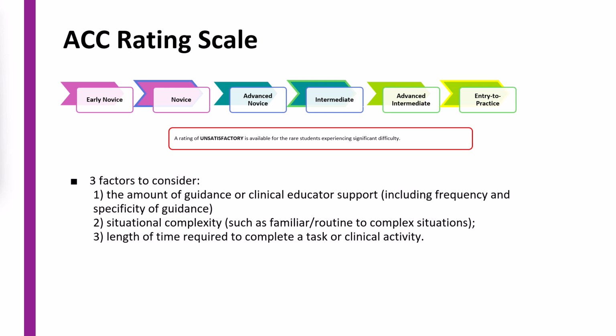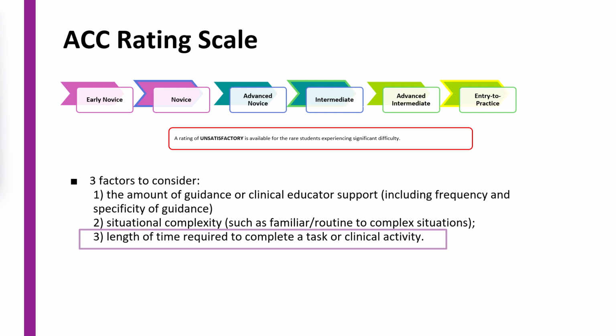While most students in an initial placement will start at early novice, unsatisfactory is also an option to reflect students with significant difficulties. Ratings are made for each of the 23 essential competencies with 3 factors considered. First, the amount of guidance or clinical educator support, including frequency and specificity of guidance. Second, situational complexity, such as familiar/routine to complex situations. And third, length of time required to complete a task or clinical activity.